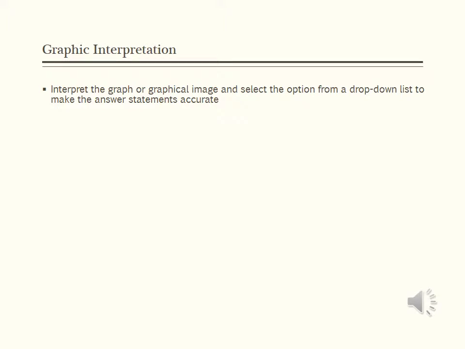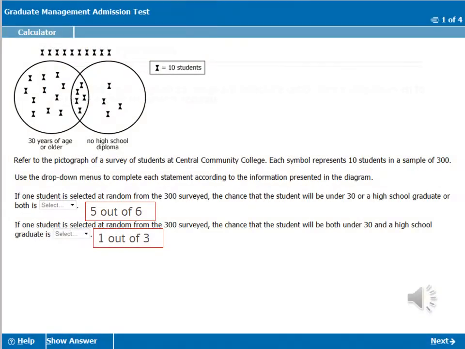On the next slide, you will see an example of a graphic interpretation. Interpret the graph or graphical image and select the option from the drop-down list to make the answer or statements accurate. On this slide, you can see an example of questions based off of a graphic interpretation. The instructions say, refer to the pictograph of a survey of students at Central Community College. Each symbol represents 10 students in a sample of 300. Use the drop-down menus to complete each statement according to the information presented in the diagram.